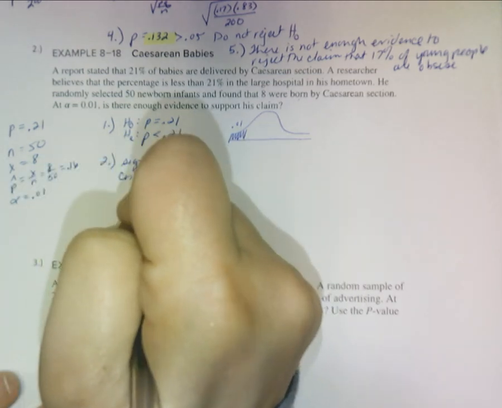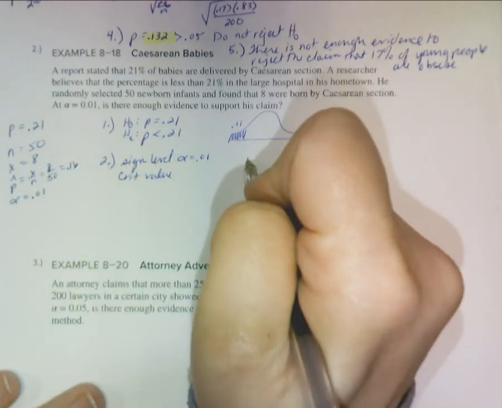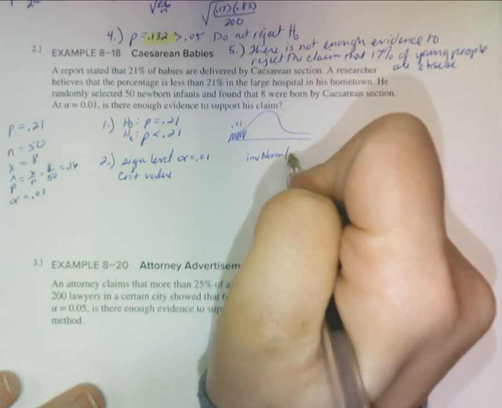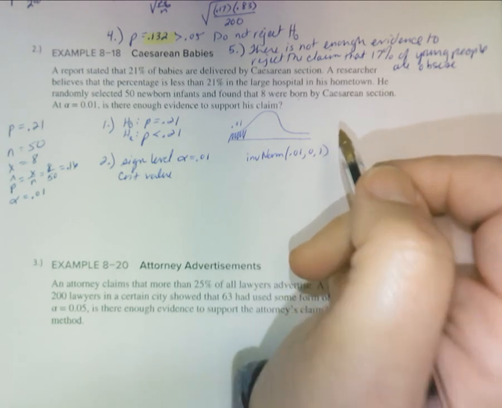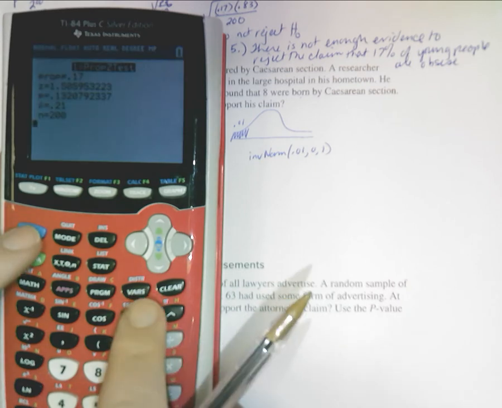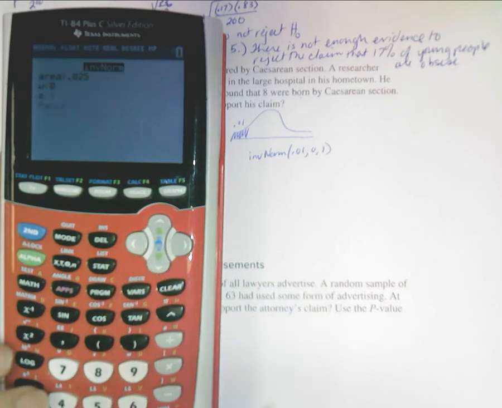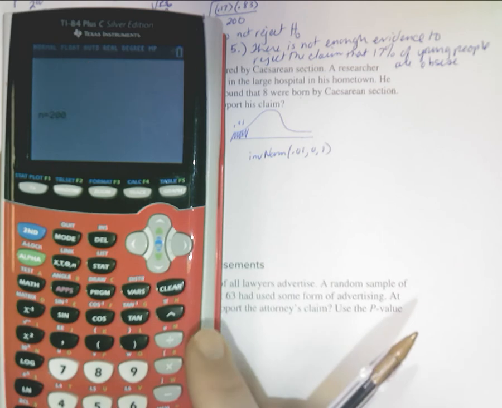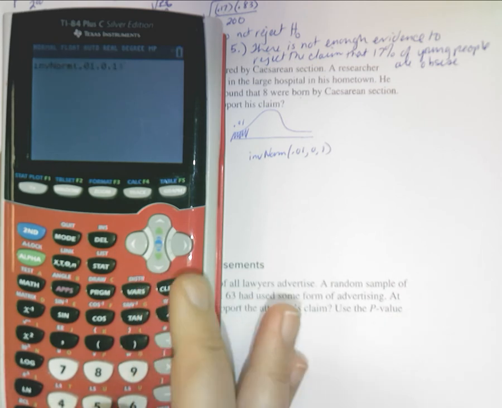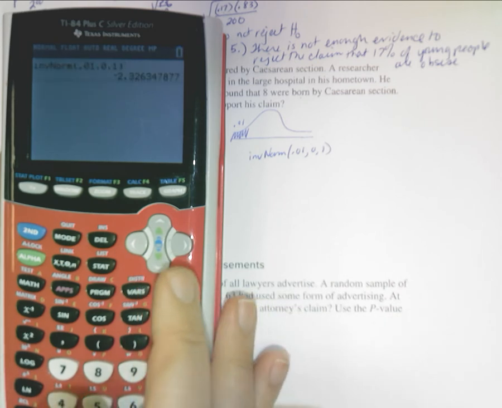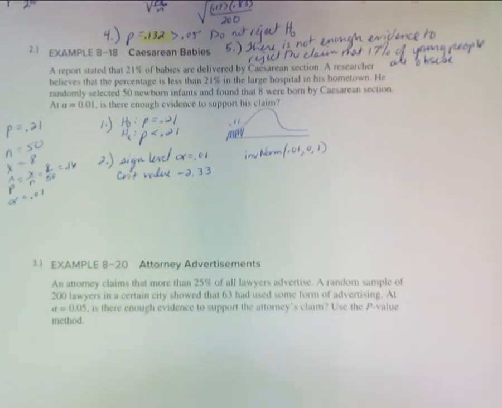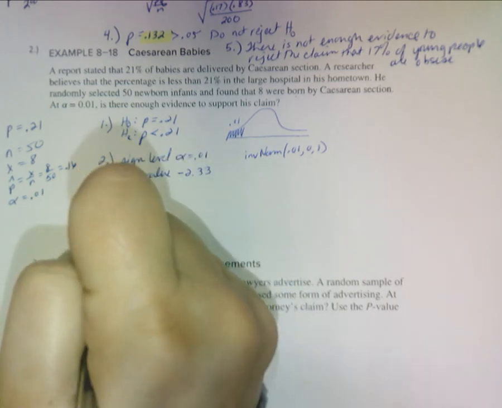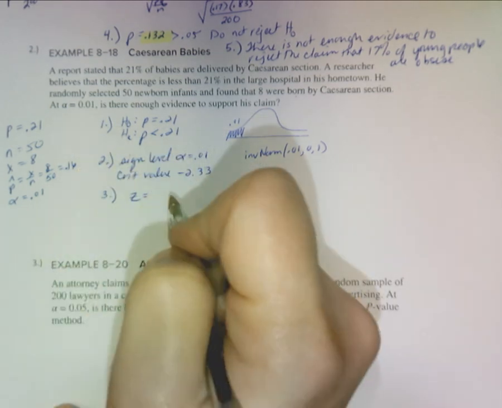How do I find my critical value? Inverse norm, 0.01. And you'll get negative 2.33. Negative 2.33.